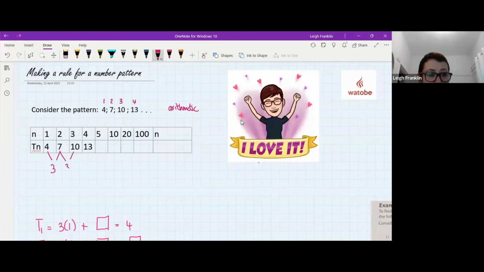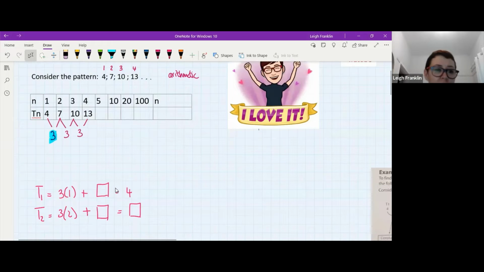So in order to get to 10, we've got to add 3 to 7, and in order to get to 13, we've got to add 3 to 10. That's perfect. What I want to show you today is how we can generate these numbers using a rule. The number that is our difference is used as a multiplier. So this number over here, 3, becomes our multiplier.